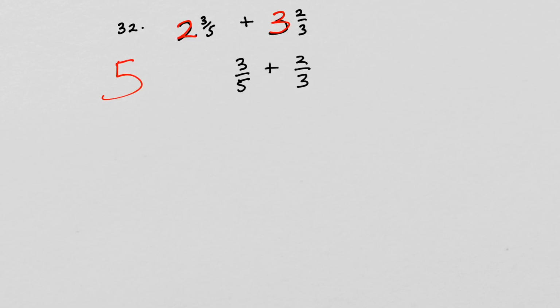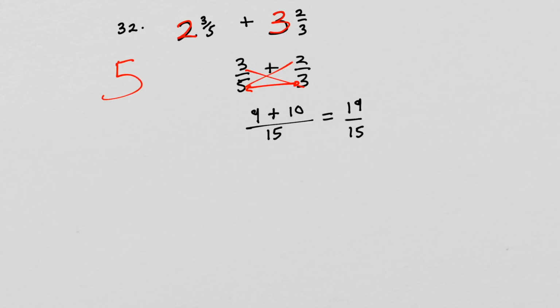I will use the cross multiplication method. First, multiply the denominators. 5 times 3 to get 15. Then we cross multiply. We cross multiply 3 by 3 to get 9. We cross multiply 2 and 5 to get 10. We add the numerators. 9 plus 10 to get 19 over 15.